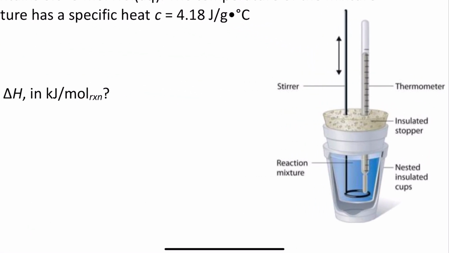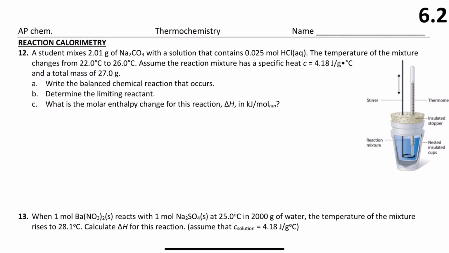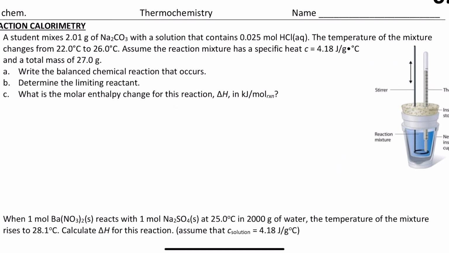Here's a picture of what we call a calorimeter. It's just an insulated container with some medium, usually a reaction mixture done in aqueous water, and by looking at how the temperature changes for that surroundings, the water mixture itself, we can indirectly figure out how much heat was absorbed or released by the reaction. Let's dive right into a problem and we'll show you how this works.